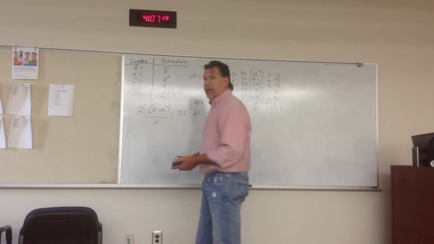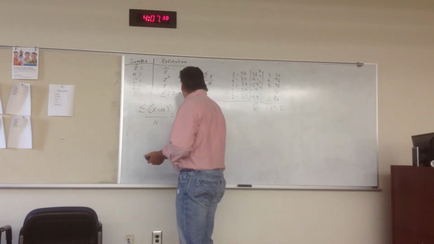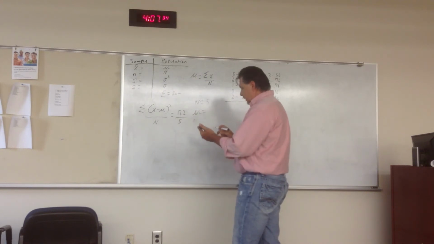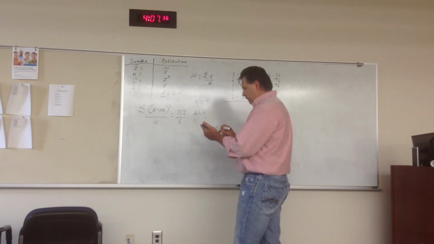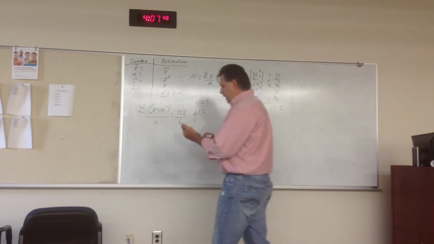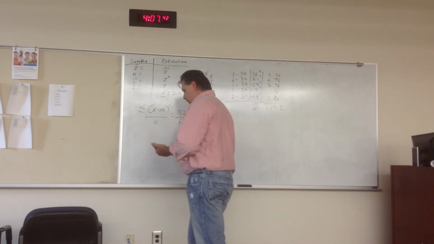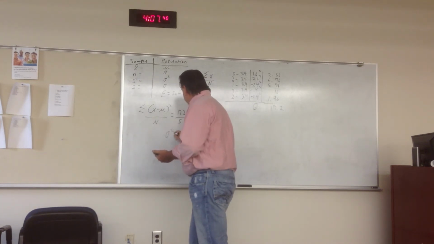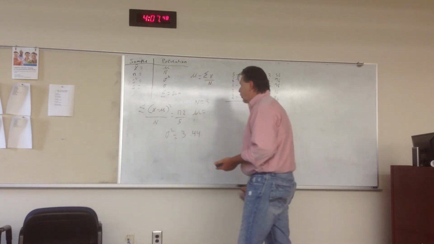And I know what my denominator is: 5. So when I calculate this, 17.2 divided by 5, I get my variance of 3.44. So sigma squared is equal to 3.44.